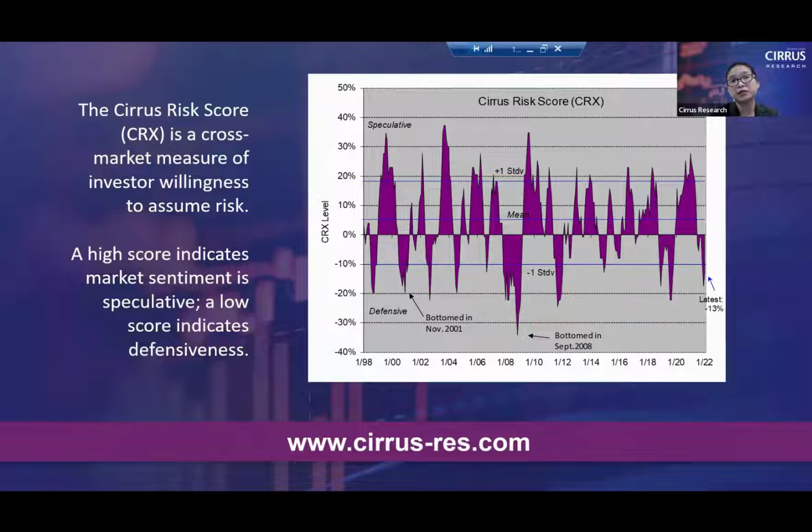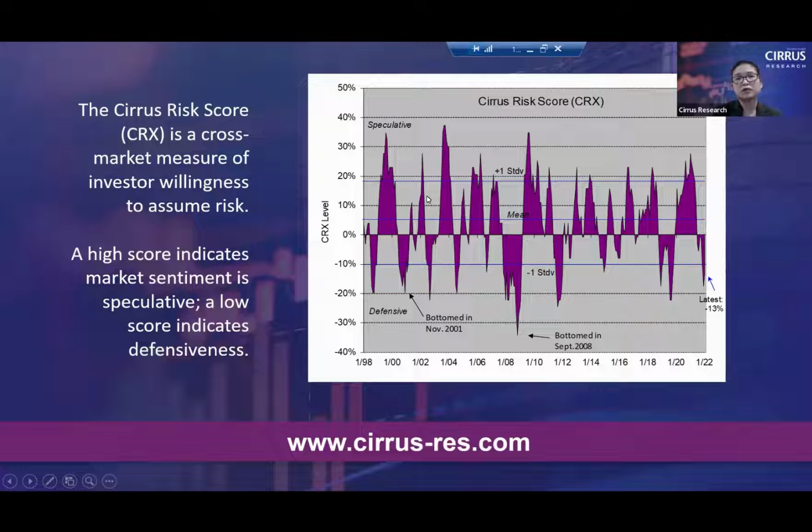Here you're looking at the Cirrus risk score, which is our model for risk appetites. It's a cross-market measure of investor willingness to assume risk. And there are two primary zones that you should pay attention to here. One's the speculative zone, which is above the 1 standard deviation line. And the other one is the defensive zone, which is below the negative 1 standard deviation line.